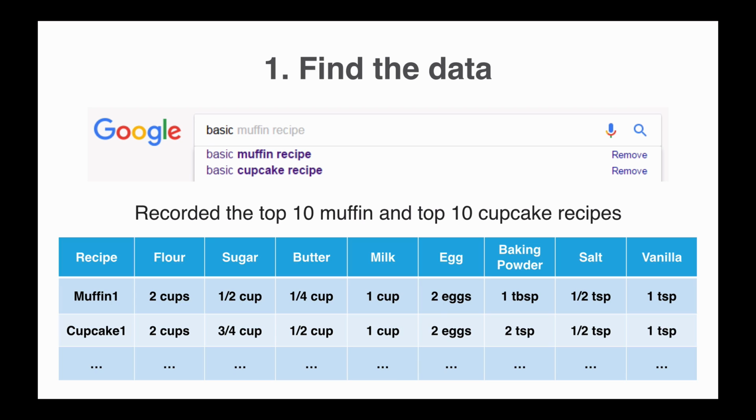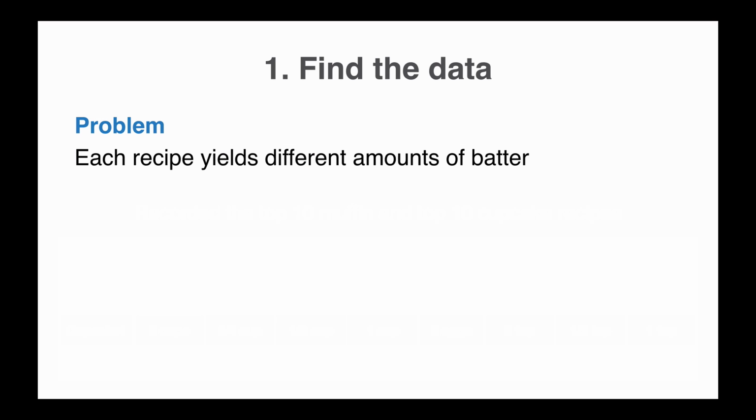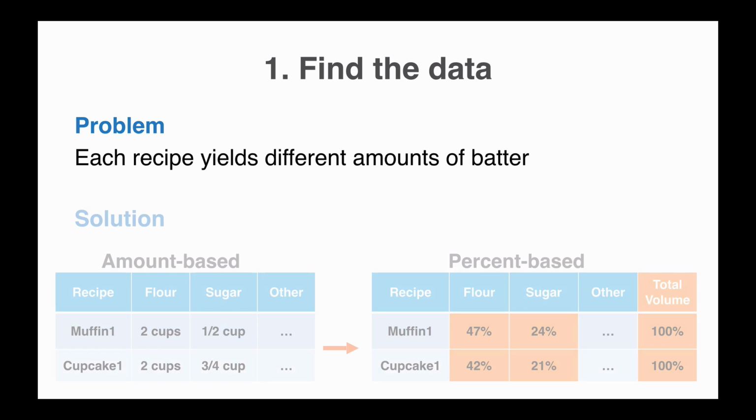But then as I started looking into this data, I noticed that there were some problems. My main problem was that each recipe yielded a different amount of batter. So one cupcake recipe might have had 1 cup of flour. Another cupcake recipe would have 4 cups of flour. And because those values were so different, if I were to put that data straight into my model, it would actually see those 2 recipes as being completely different, even though they were both cupcakes. So I realized the first thing I had to do was normalize my data.